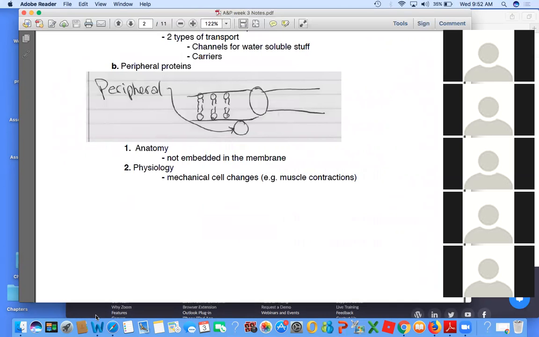Which best describes, I'll put it in the chat room. Which best describes the cell membrane? And then I might say A, static. B, dynamic. C, unchanging. D, solid. What would you say?